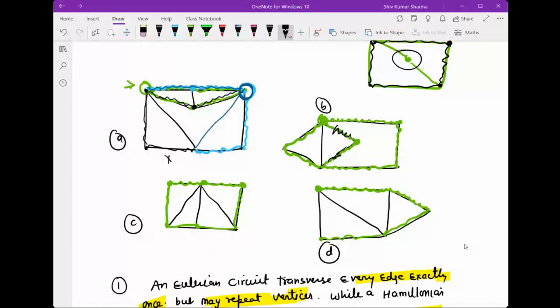But is this example Hamiltonian or not? Taking B as a source vertex, then visit all the vertices and move to this vertex. So this is not an example of Hamiltonian by using this path. That means you can change your path. When you change the path, this can make a Hamiltonian graph. So which path can we consider?